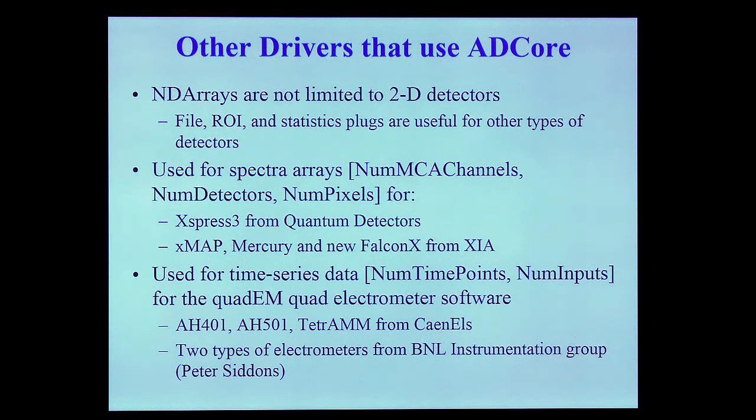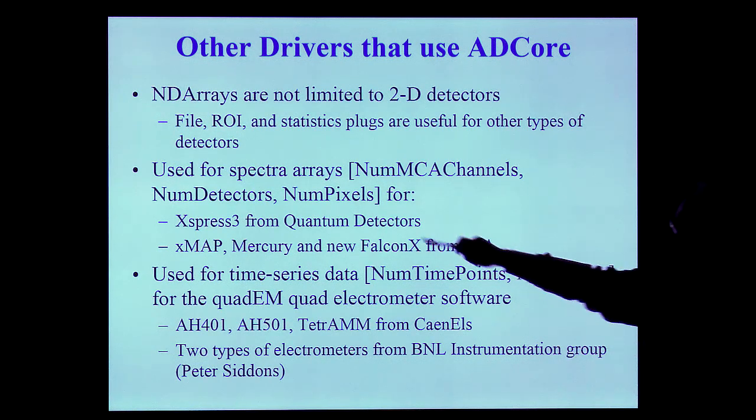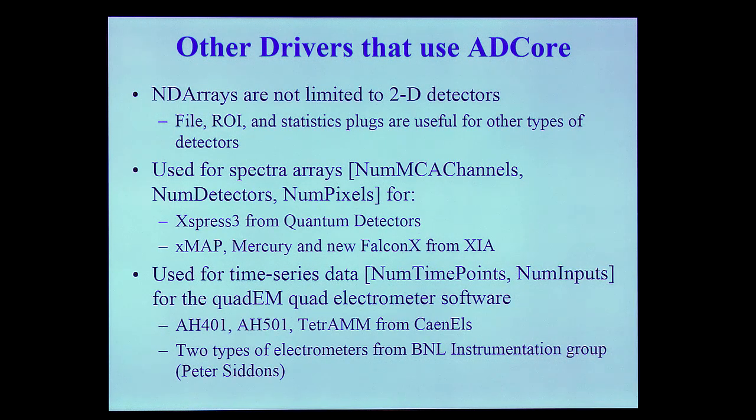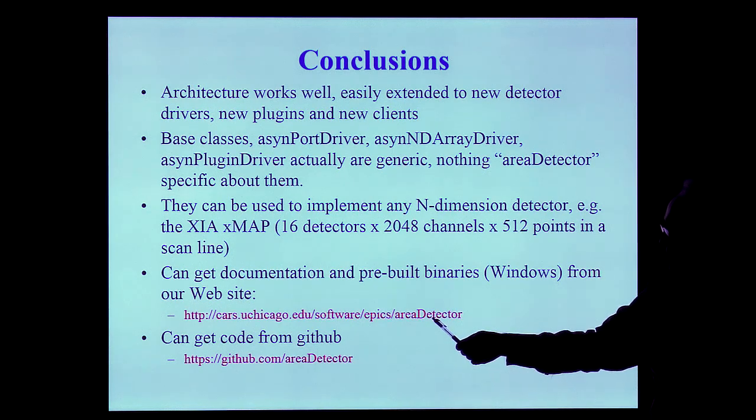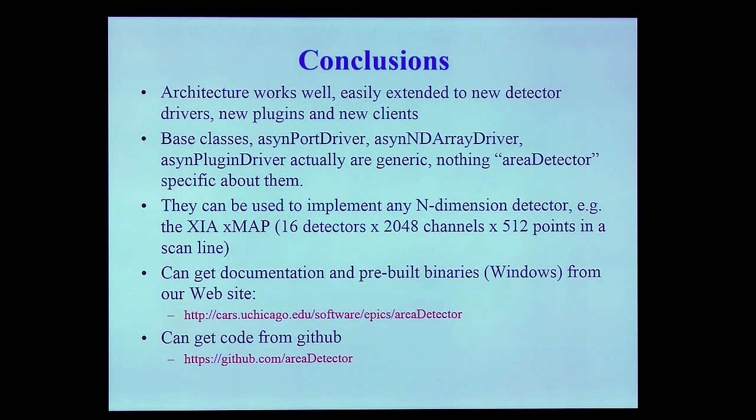And finally, I already mentioned that Area Detector isn't just used for two-dimensional detectors. It's used for things like the Xspress3 and the XMAP and the FalconX from XIA. It's used for time series data from the quad electrometers like these. So I think it's an architecture that works well. A lot of these things are generic. They're not really area detector specific things. We use it for other kinds of detectors. And this is the home page for the documentation, and this is the home page for the source code that's on GitHub. All right, thanks.